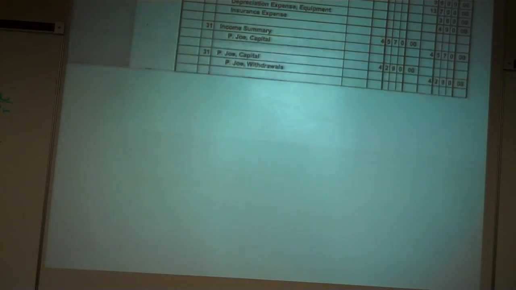And where would that come from? That came from your worksheet. Net income. And then what is the last closing entry that we have? To close off the withdrawals. And we're going to close the withdrawals to the capital account, and that amount should be from your worksheet, $4,290.